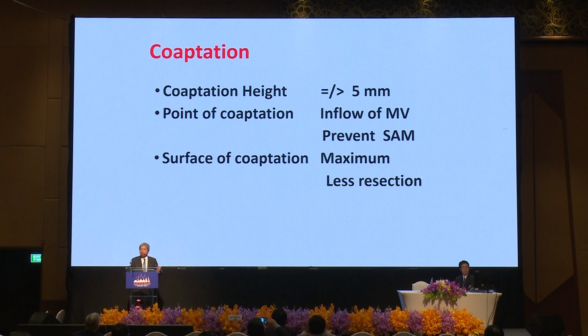And coaptation, we need to understand, we normally need coaptation of 5, and coaptation in the inflow and surface coaptation maximal. But in rheumatic, we cut a lot of secondary cord. That cord holds the tension away from the primary cord. So that at the end, the ring comes to play. We must increase the coaptation zone to compensate for any loss of coaptation. And that's why the primary cord will be more durable.